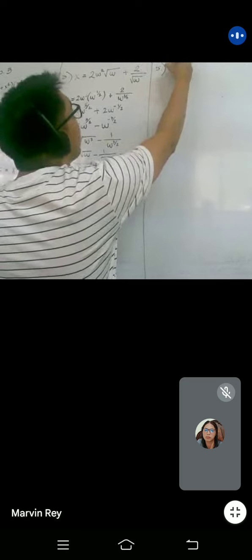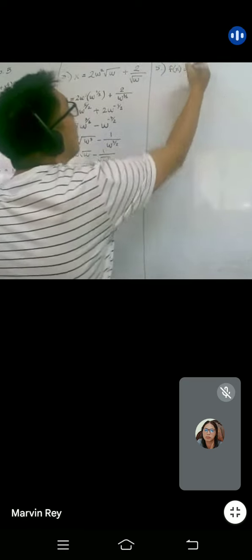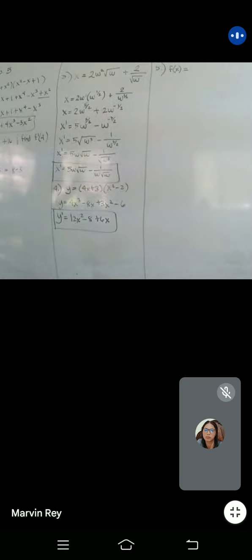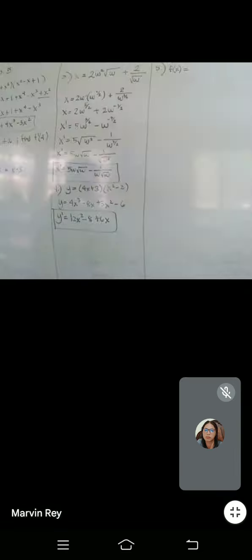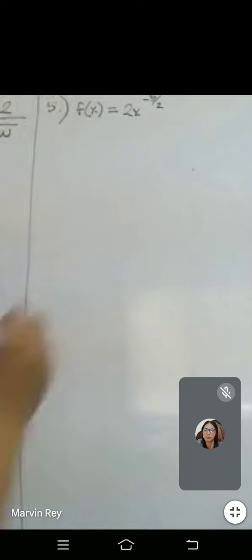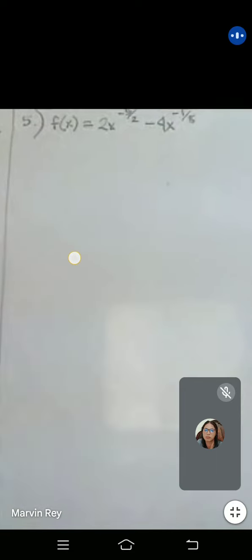So f of x is just equal to 2x raised to the power of negative 5 over 2 minus 4x to the negative 1/8.